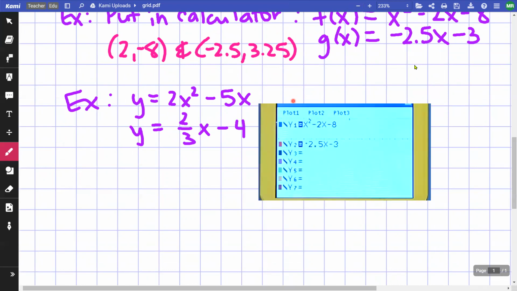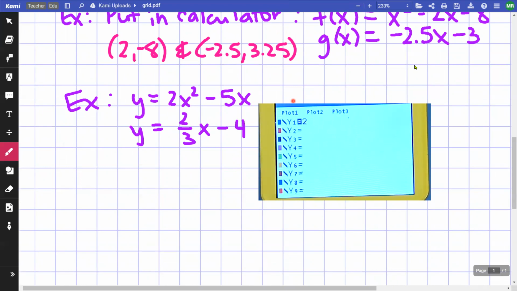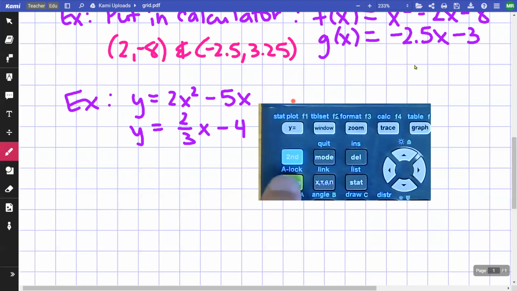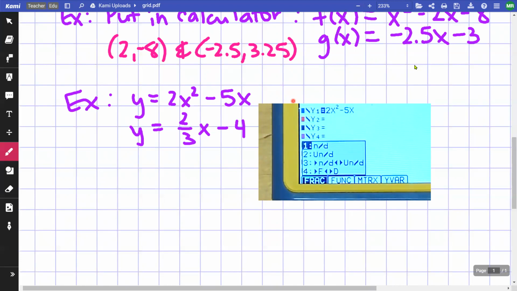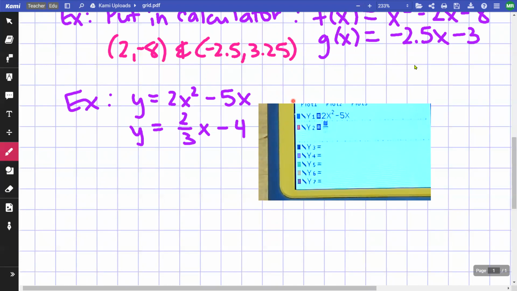So I'm going to go back to my y equal. I'm going to clear these. I'm going to enter in 2x squared minus 5x. Now, to get the second one, to enter in the fraction, hit alpha y equal, and it'll give me fraction. If you have an older calculator that doesn't have the fraction button, go parenthesis 2 divided by 3, close your parenthesis.